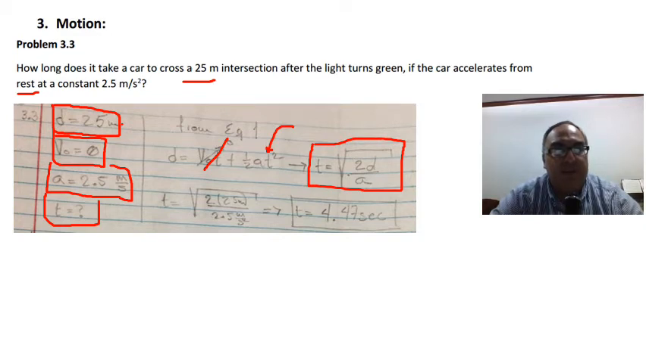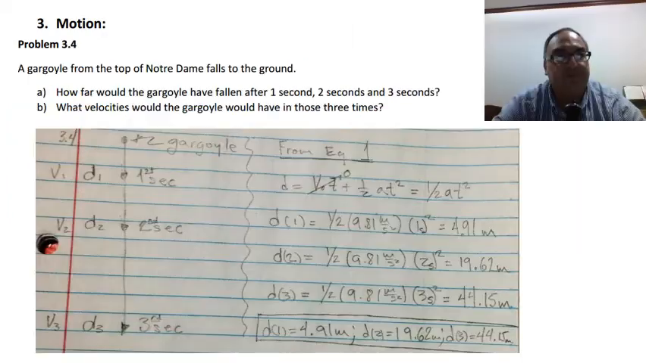We have used it many times. So the time is going to be, just put the 25 here, the distance, the acceleration, and we will get 4.47 seconds. That will be it. Let's go to the next one.